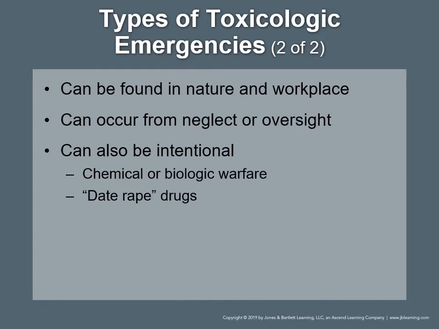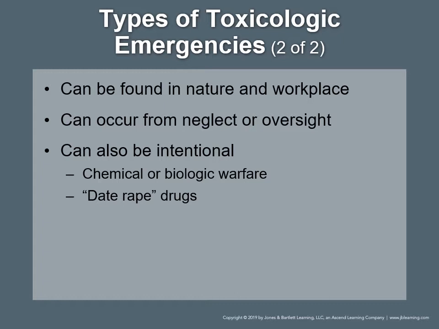Nature is fraught with toxicologic perils. An example of this would be wild mushrooms. The workplace has toxic hazards. These are often not identified until exposure has occurred. Examples would be cancer from PCBs or asbestos. Unintentional toxicologic emergencies can occur as a result of neglect or oversight. For example, a person with diabetes takes too much insulin.